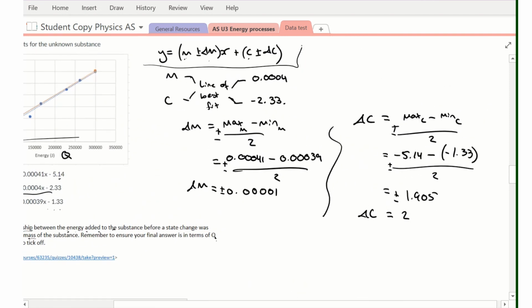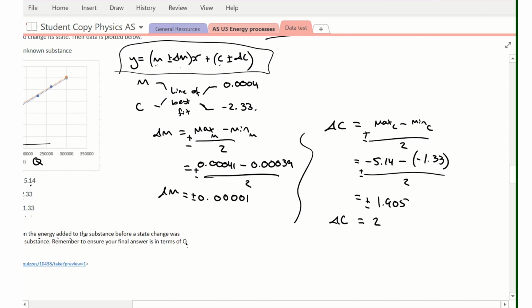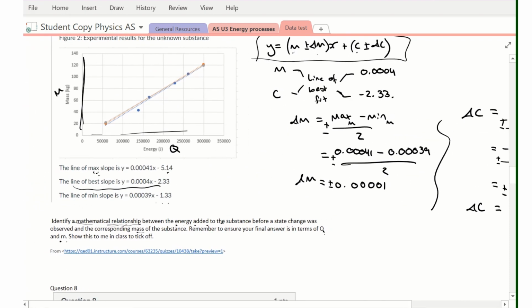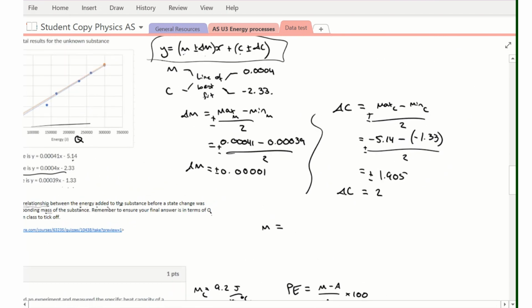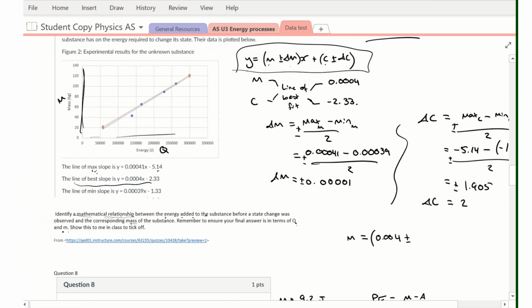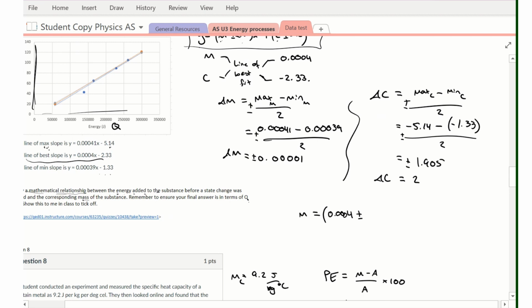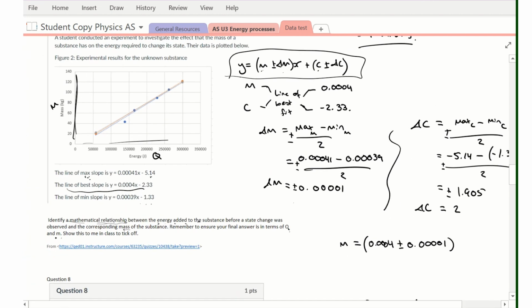All right, we've done a fair bit of work. We need to put it into this format now, up here. So Y, this is where we can finally state our final mathematical relationship between the energy added and the mass. Y is the mass. That's our y-axis. So the mass is equal to, we've got our brackets, so our gradient from our line of best fit is 0.0004 plus or minus, did I do the right number of zeros? 3 zeros, sorry. Plus or minus delta M, we calculated it here, 0.00001. And now we need to put in X, in this case, it is Q.